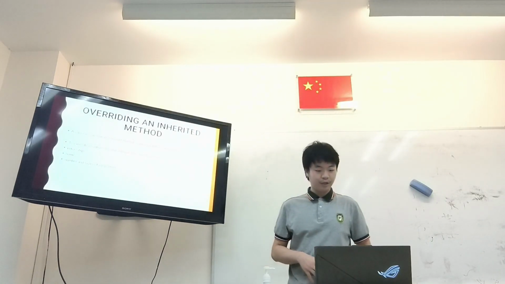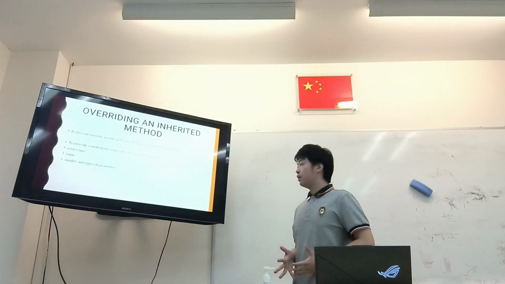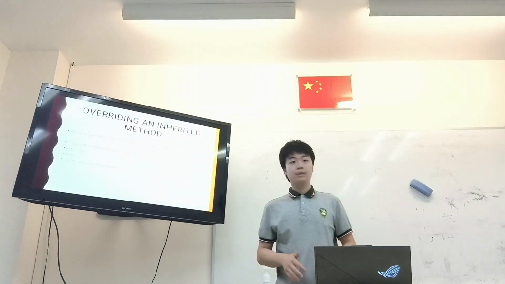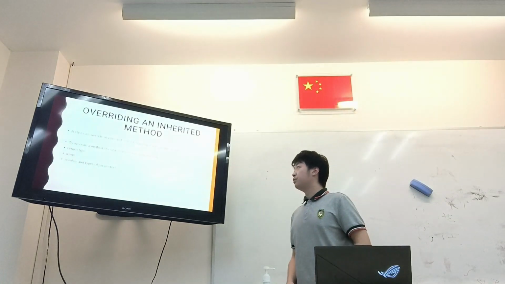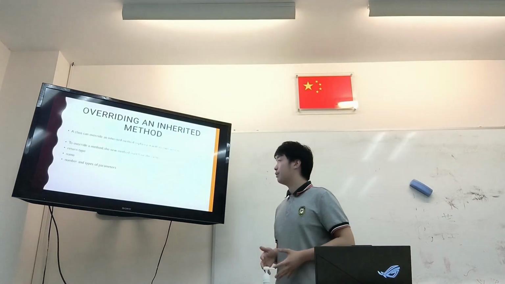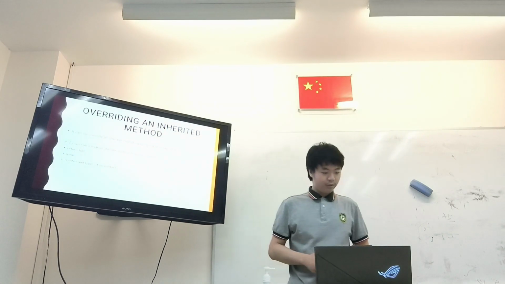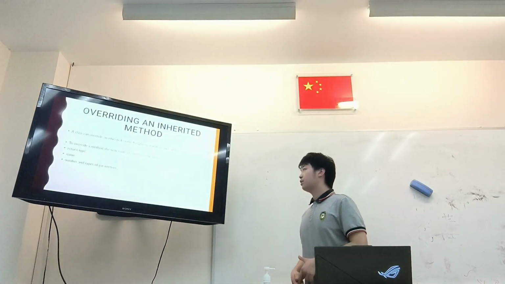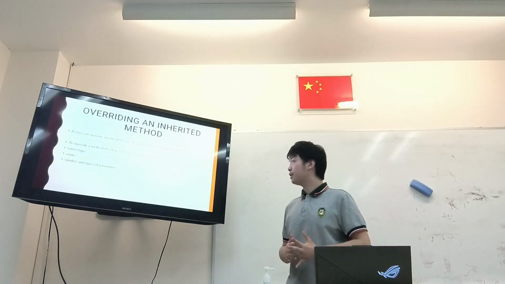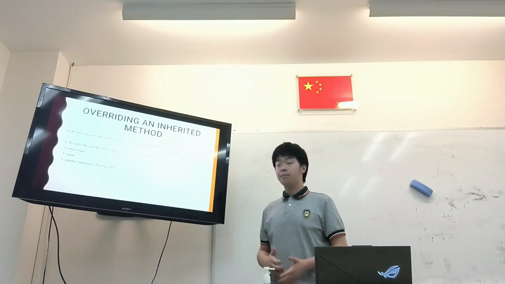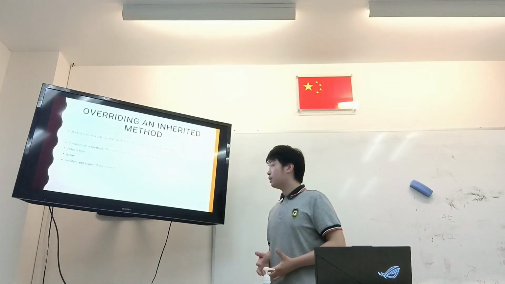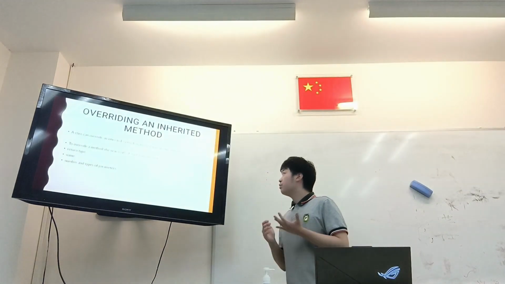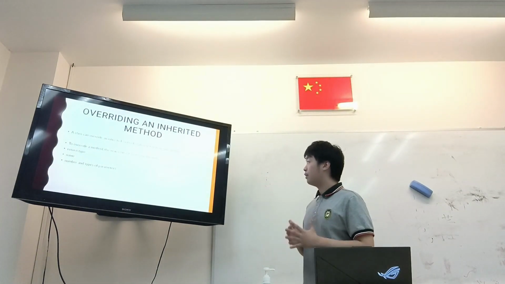So if you want a new method which has some kind of new or upgraded functions, you can override an inherited method. A class can override an inherited method, replacing it with its own version. To override a method, the new method must have the same return type, same name, and same number of parameters. So when do you need to override an inherited method?